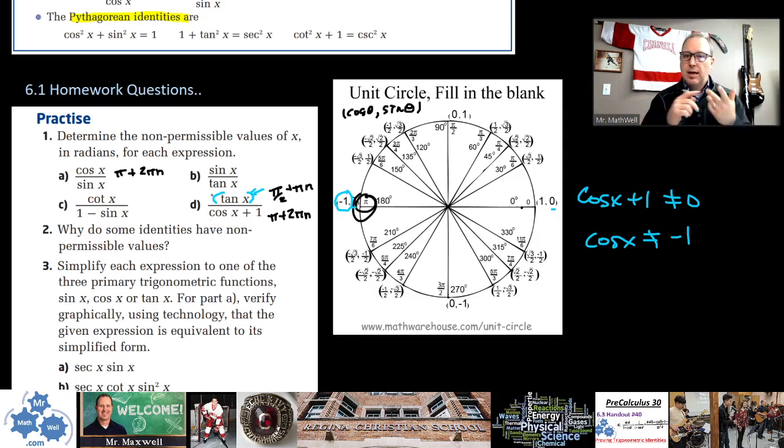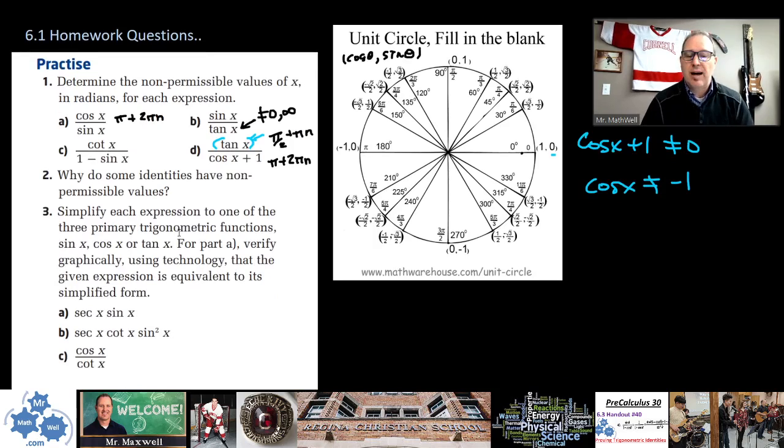So you're just looking at A, where is it undefined? Where are any of the values undefined? And B, where are the values for x that make the denominator 0? And then pay close attention to tan. You can't have tan here in B be equal to 0 or undefined, or infinity. So tan can't be 0 or undefined. So you look at all those x values. All right, so that's number 1. Number 2, why do some identities have non-permissible values?